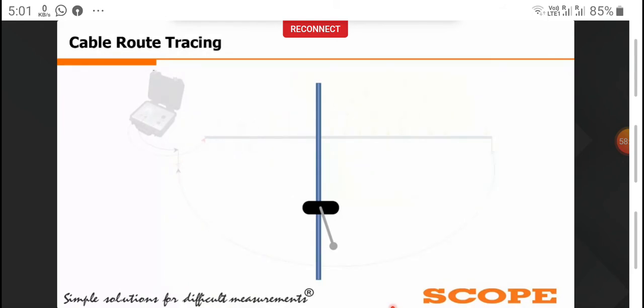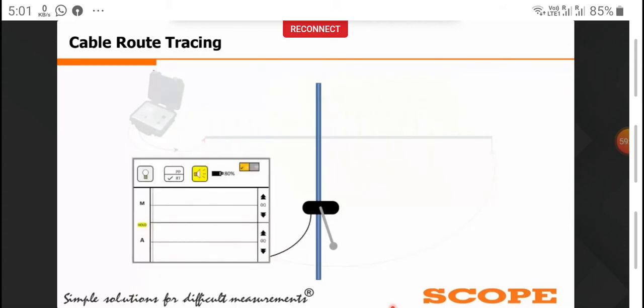Due to the effect of the alternating magnetic field generated by the audio generator in the cable, this magnetic field is detected by the route tracing sensor, and one sinusoidal signal is plotted in the receiver along with the frequency of the audio frequency generator which it is sending.